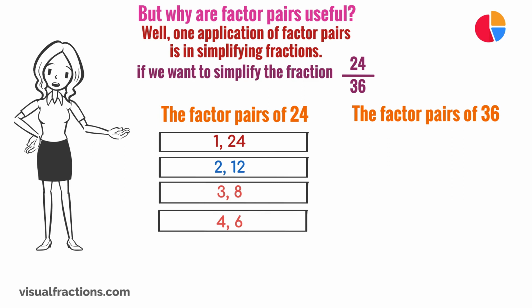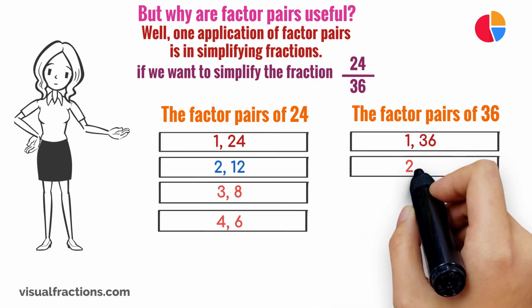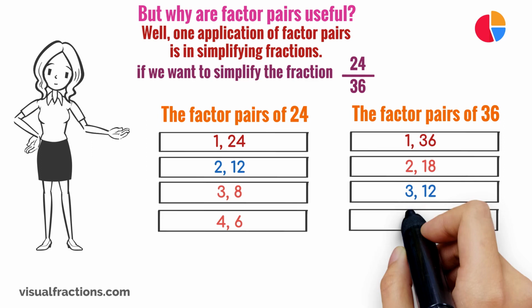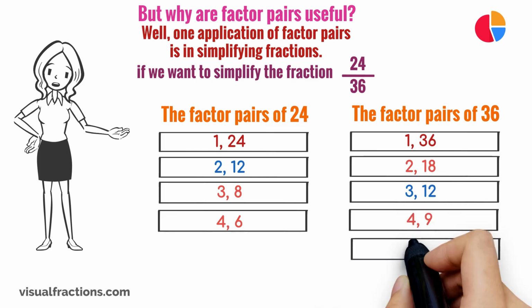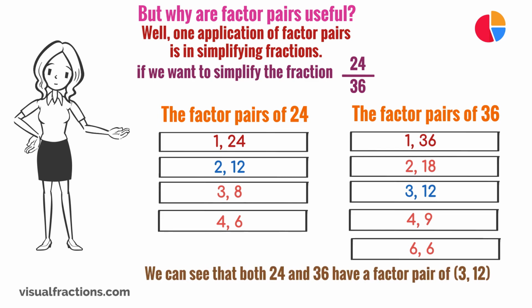The factor pairs of 36 are 1, 36; 2, 18; 3, 12; 4, 9; and 6, 6. We can see that both 24 and 36 have a factor pair of 3, 12. So, we can divide both the numerator and denominator of the fraction by 12 to simplify it to 2/3.